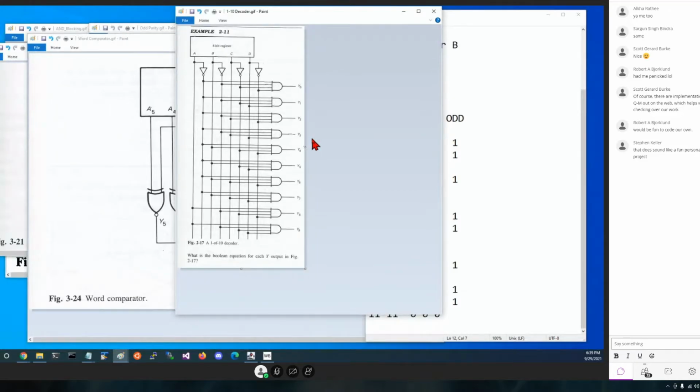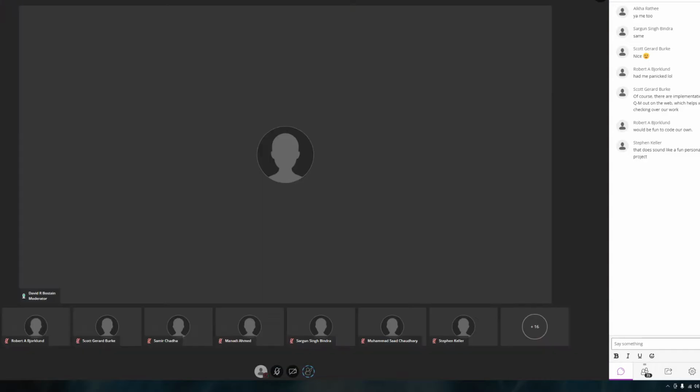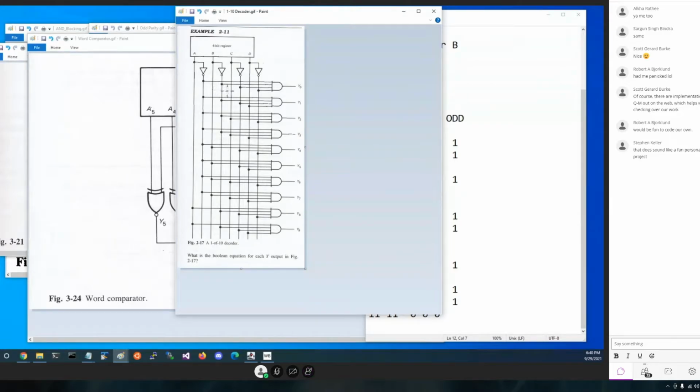This is what's called a 1 of 10 decoder. We're going to basically pass in a binary number in the register that's up here. Remember our bus? We have the positive value, and then we have an inverter, so we have the not value. So this is A and not A, B, not B, C, not C, D, not D. So a signal will appear on A, B, C, and D.